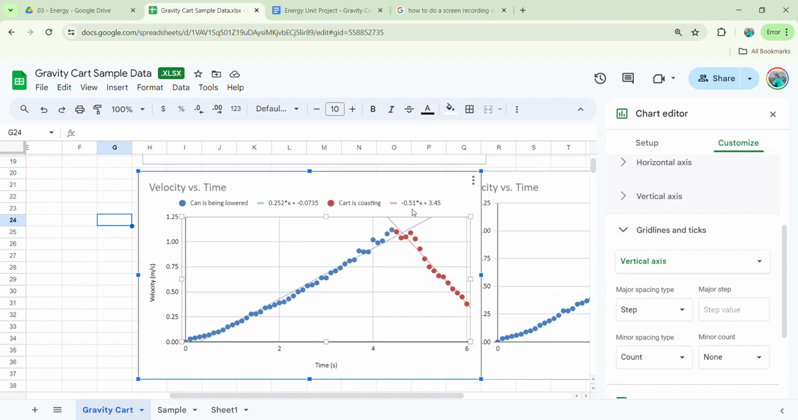And then same thing over here, when it's decelerating, it makes sense that my slope of this line is going to be negative, right? My slope is going down, I've got a negative slope, and it's 0.51 meters per second squared in the negative direction.